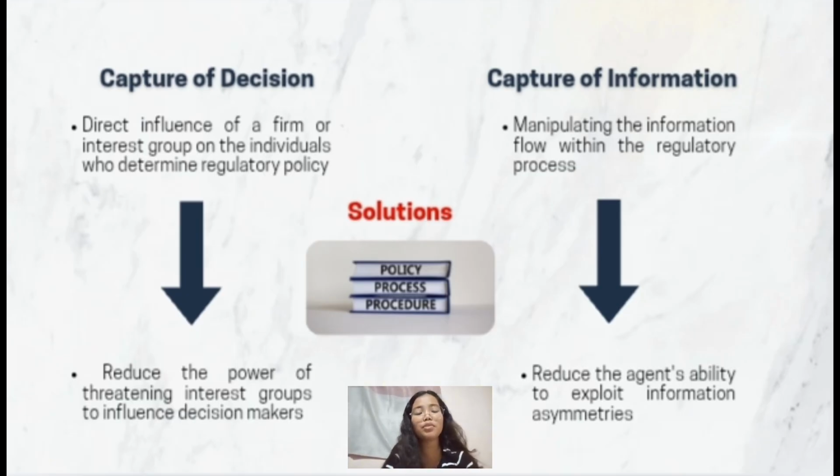This is extremely powerful. Now, we have how to give solutions to this capture. First, we have the solutions for the capture of decisions. The solution is to have the policy improve the process and the procedure itself. For the solution of capture of decision, we have to reduce the power of interest groups to influence the decision makers. On the other hand, for the solution of capture of information, we have to reduce the agents' abilities to exploit the information.